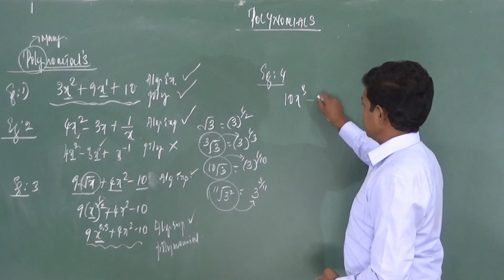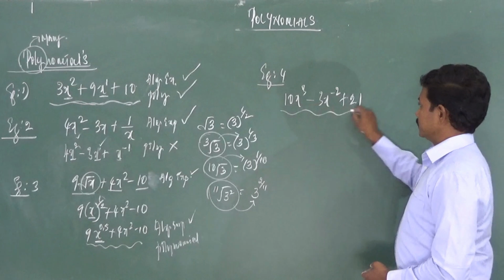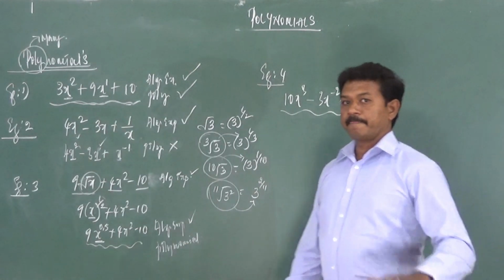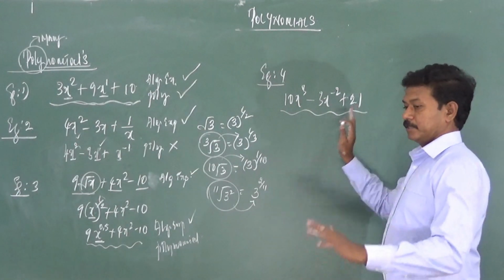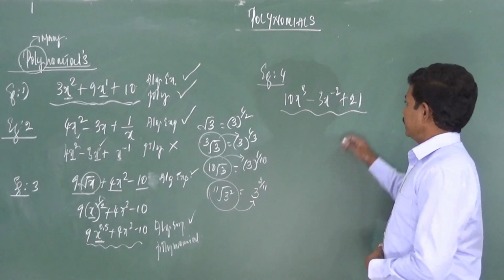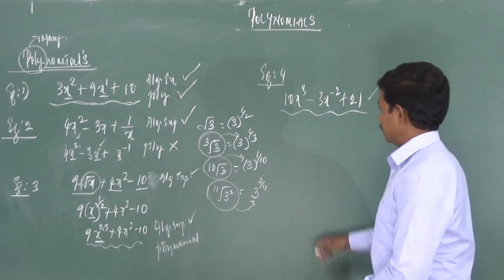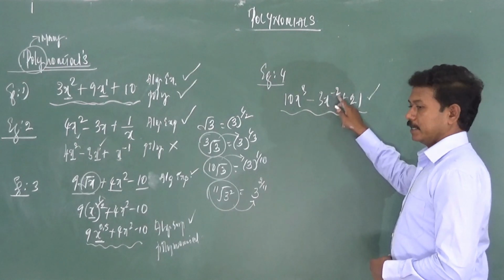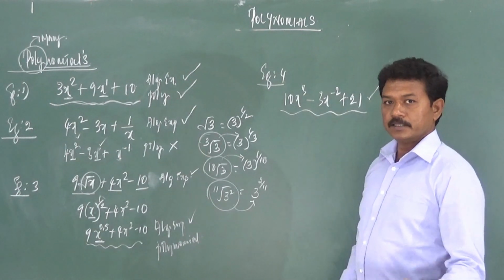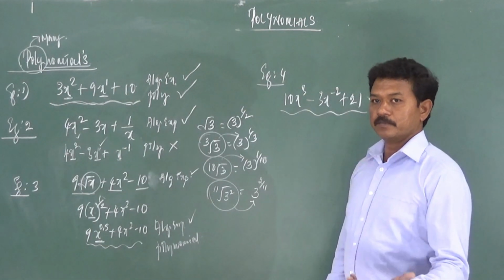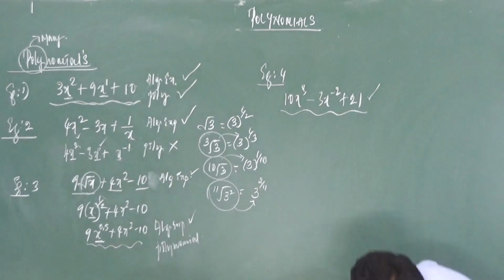10x cube minus 3x to the power minus 2 plus 21. So is this an algebraic expression? Yes, it is an algebraic expression because it's made of terms. But is this a polynomial? No, it cannot be considered a polynomial because the variable x has a negative number as its power. Minus 2 is not a whole number, therefore it is not a polynomial, but it is an algebraic expression. I hope you got the concept.